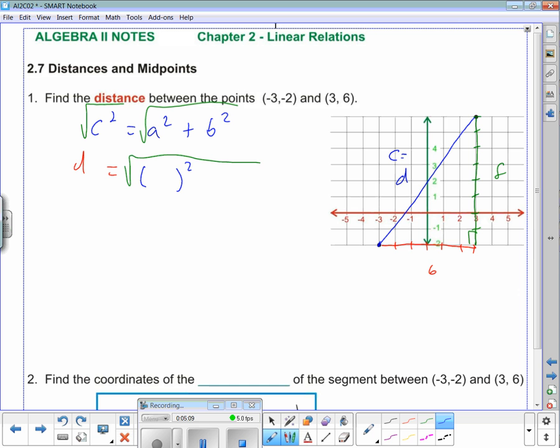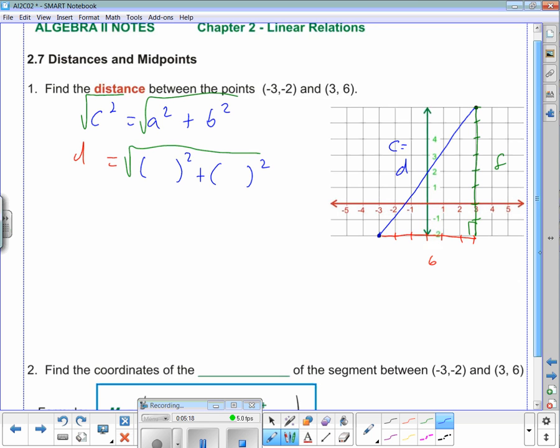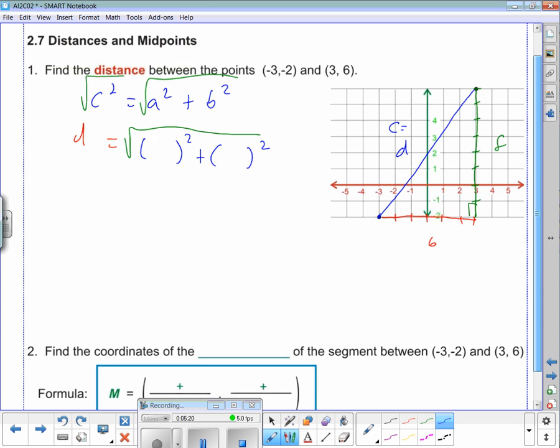And so it's going to be the a squared, and leave yourself room with these parentheses, plus the b squared, right? The square root of the a squared plus the b squared. Well, how in the world are we going to find a and b without having to draw a picture and count the squares? Although if you can't do anything else, draw a picture and count the squares.